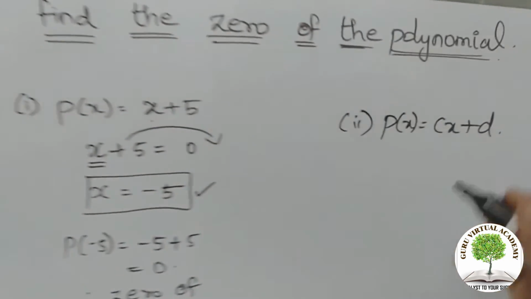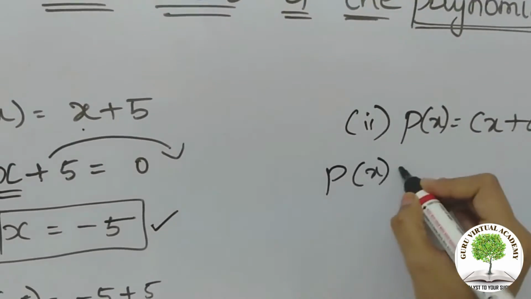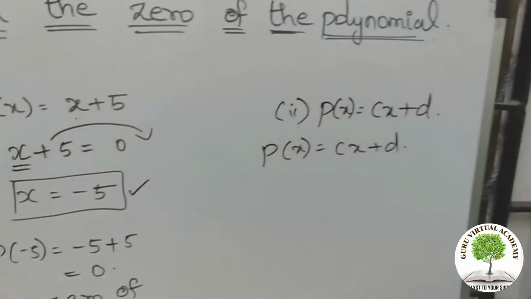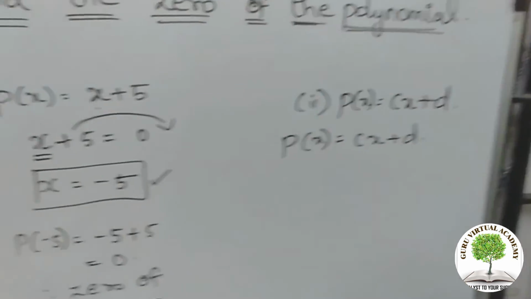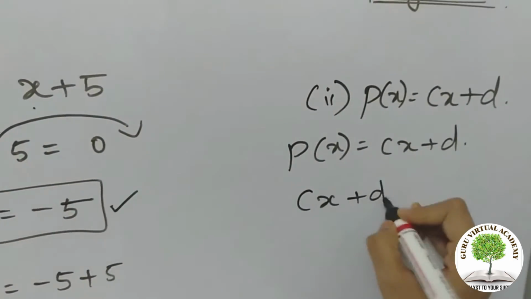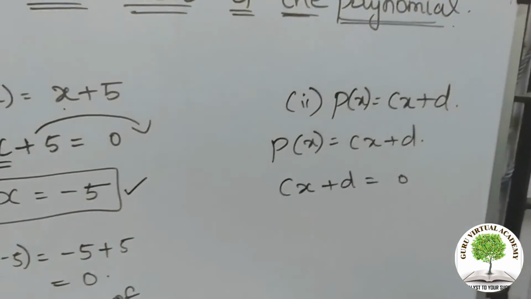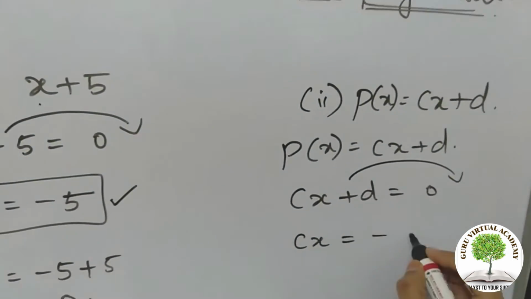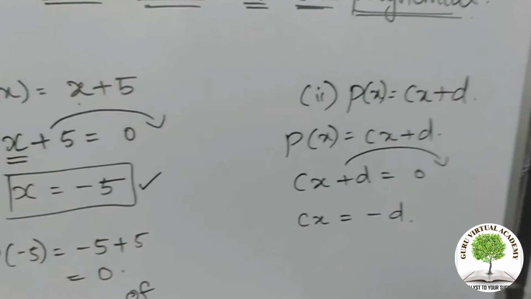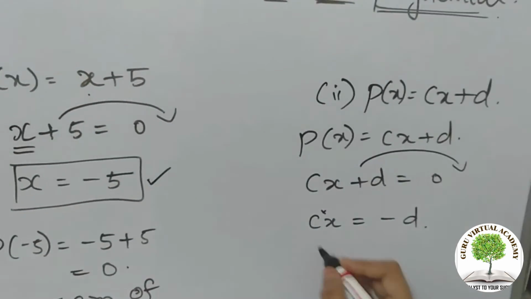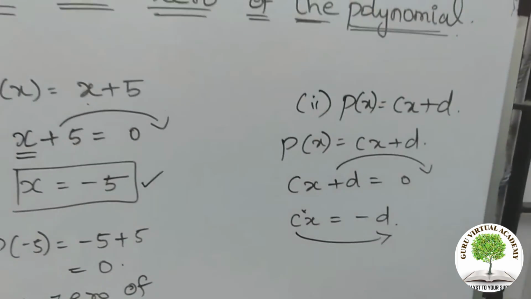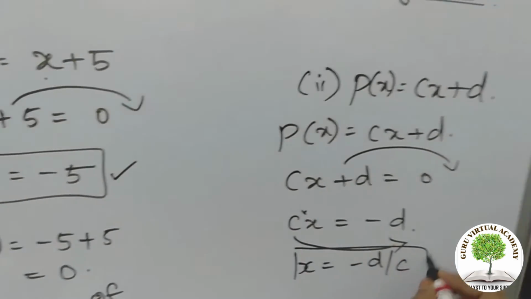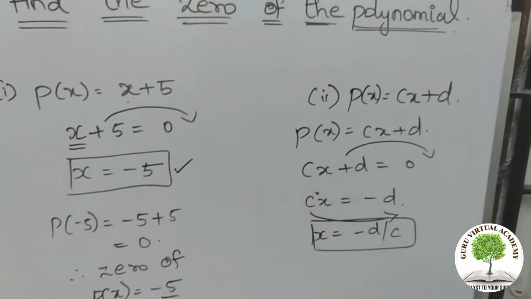Now let us look into our second example, where your P of x is equal to cx plus d. So here we have multiplication over here and addition over the next term. So first step, cx plus d is equal to 0. Consider it as 0. Now take this d to the other side. So cx is equal to minus d. Now since it is multiplied over here, when you take the c to the other side, it becomes division. So x is equal to minus d by c. So this is our 0 of the polynomial.